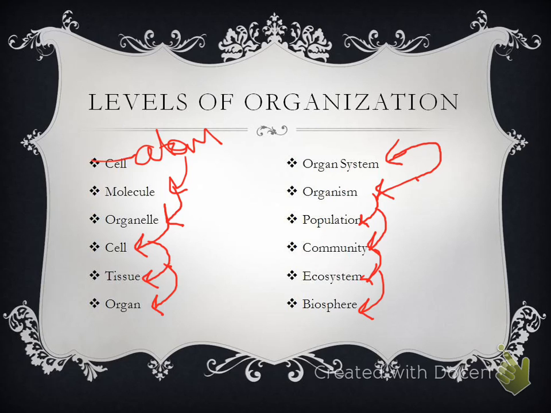And remember that these two, population and community, are the two that people are getting confused on those cards. The population is all the same. It's all the freshman bodies. The community is the entire high school. So it's all the different types of organisms, all the different types of populations.